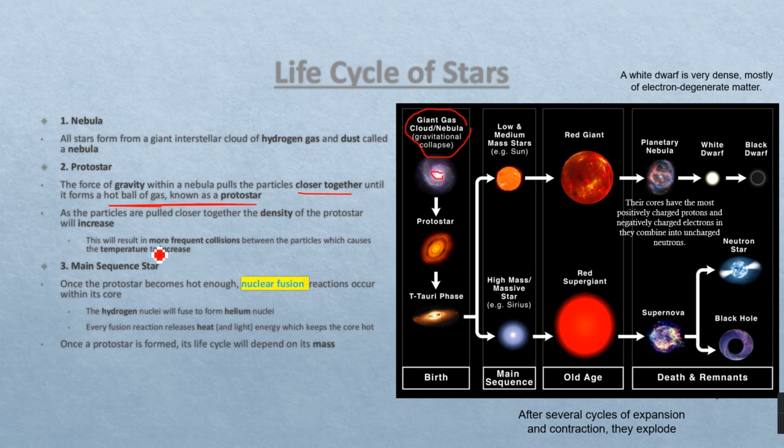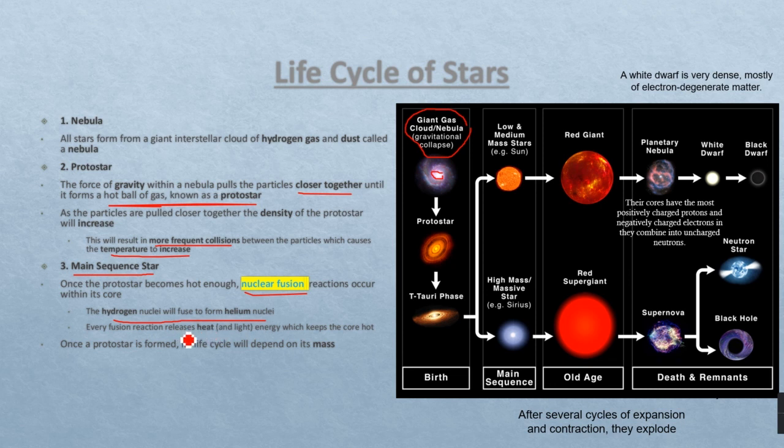The protostar then pulled the particles together and created a more dense protostar, and then more frequent collisions happened in the center of that protostar, where particles increased the temperature of its core. Once the temperature was high enough, nuclear fusion will occur, and then we call this a main sequence star. So a main sequence star becomes hot enough for nuclear fusion to take place in its core, where hydrogen gets fused, or gets into a reaction, to form helium.